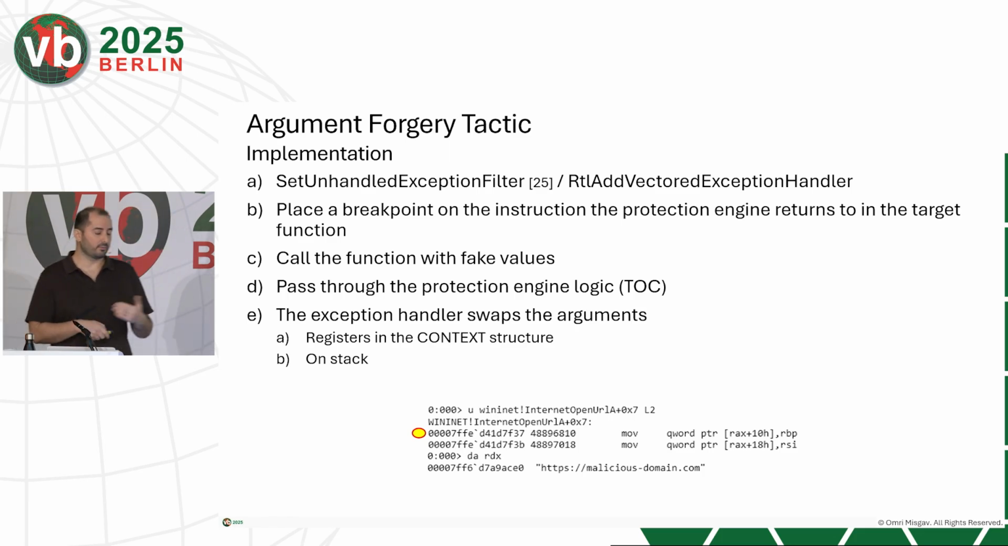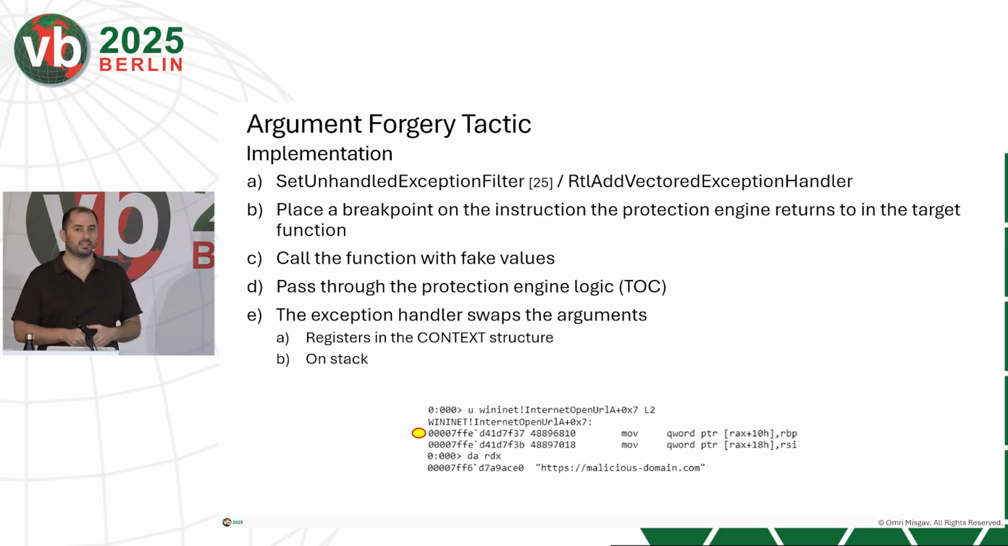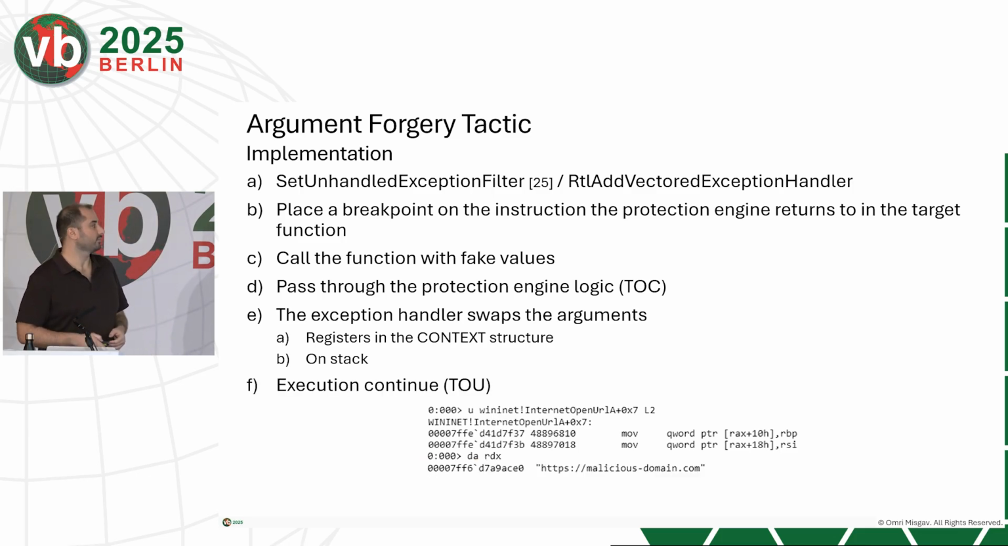Either we'll swap the parameters depending on the function's calling convention, either the registers on the context structure or the parameter values on the stack. And as I mentioned, the malicious URL, and continue execution.